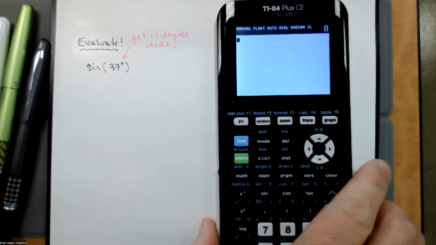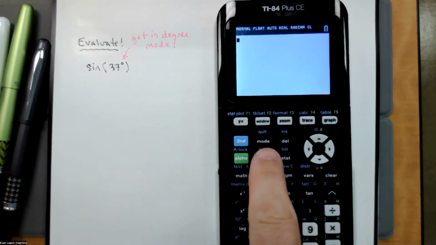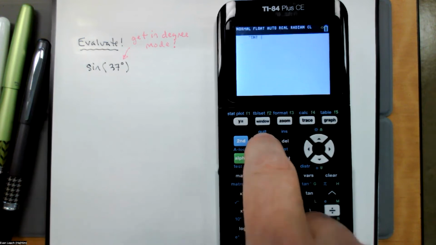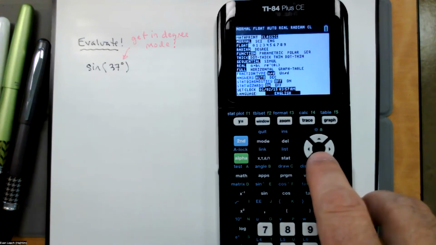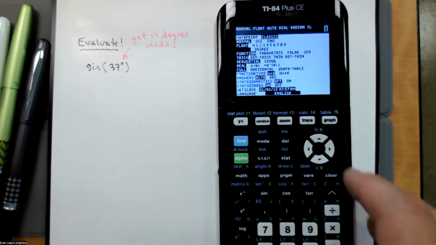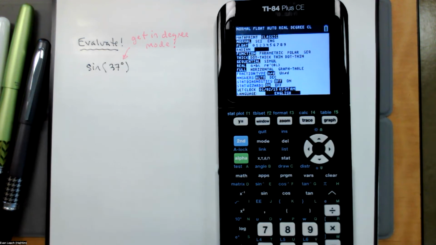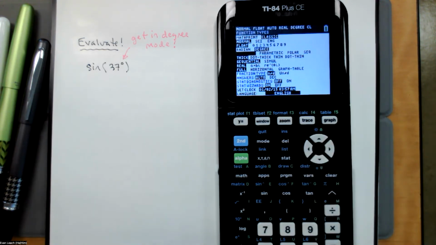Other calculators of this type will be similar, but for the TI-84, you're going to want to go into the mode button because you want degree mode. And notice that there's that blinking normal. If you scroll down, notice that radian is highlighted, but I want degree mode. So I'm going to want to go over to degree and hit enter. And now degree is highlighted. My calculator is in degree mode.